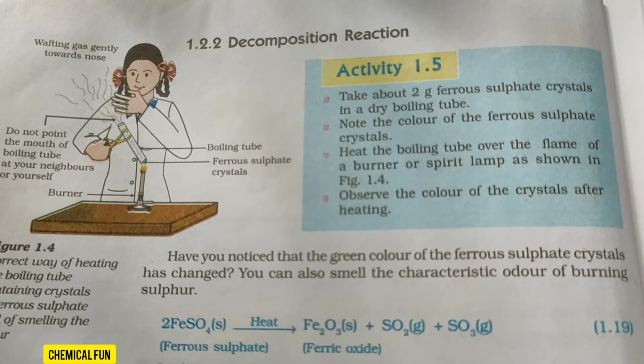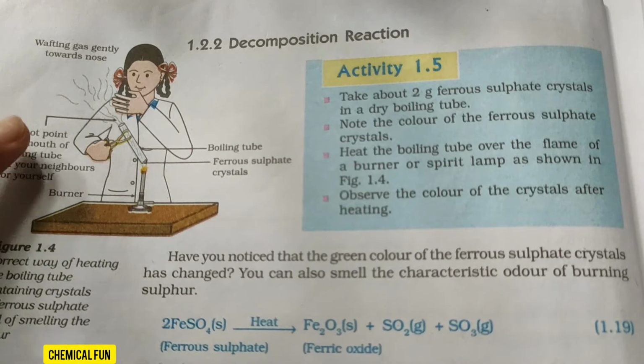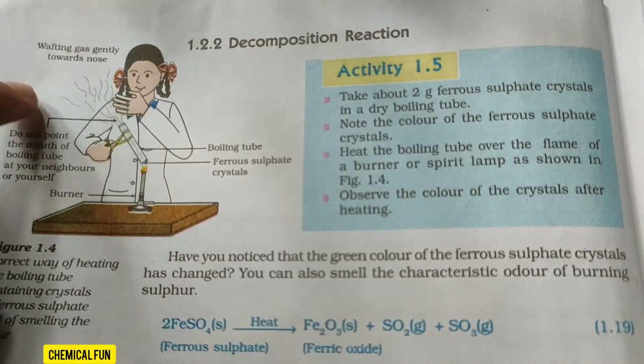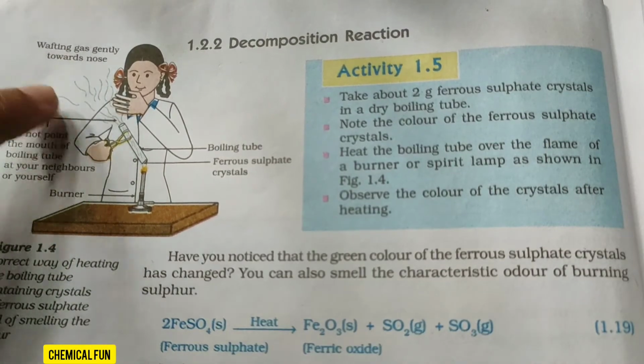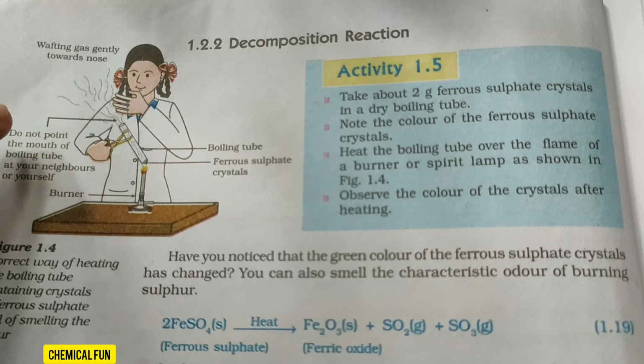So what will happen to the color of the ferrous sulfate crystals? Before heating, ferrous sulfate crystals had a green color. After heating, this green color will change. Just as shown in the figure, fumes are generated, gases are evolved. This will have an odor of burning sulfur. Sulfur gases have a very foul smell.